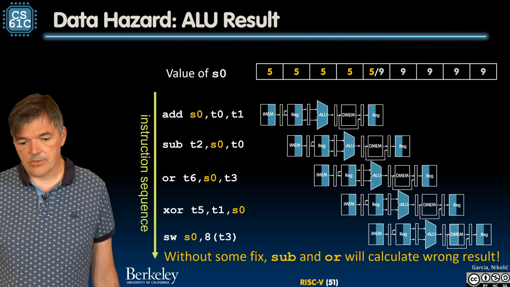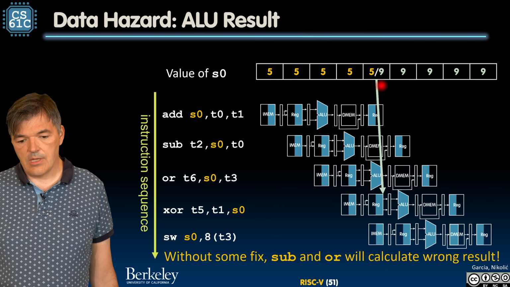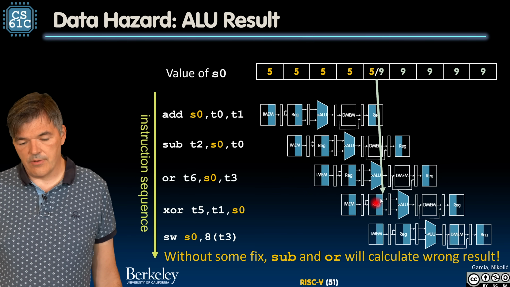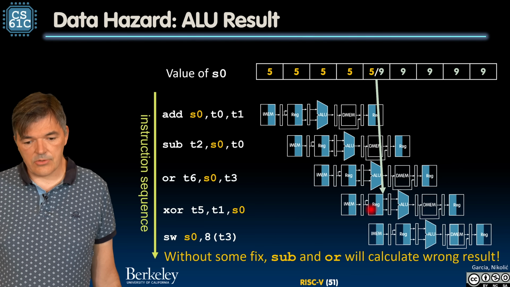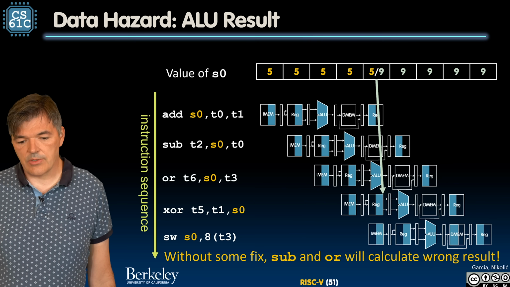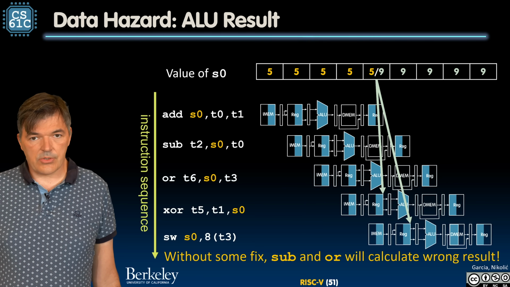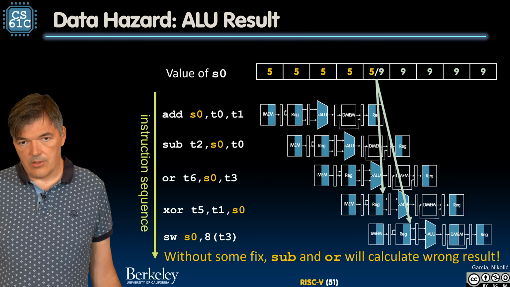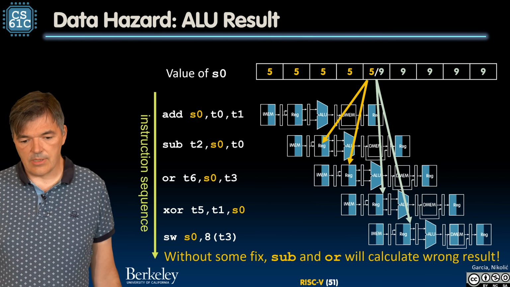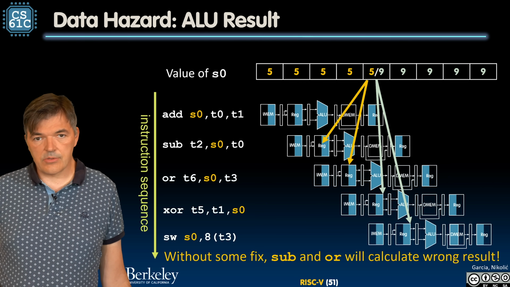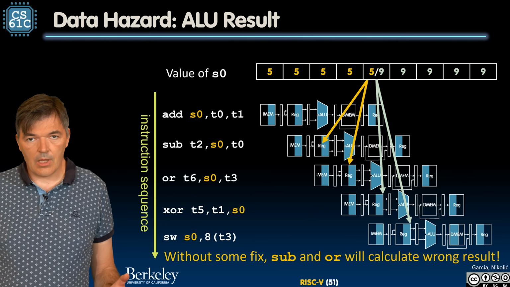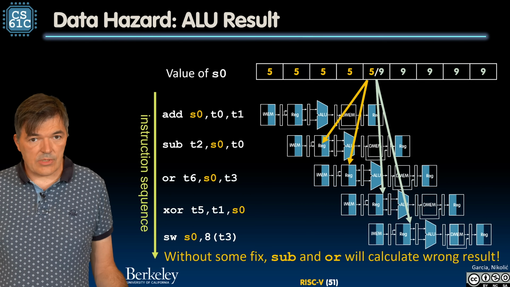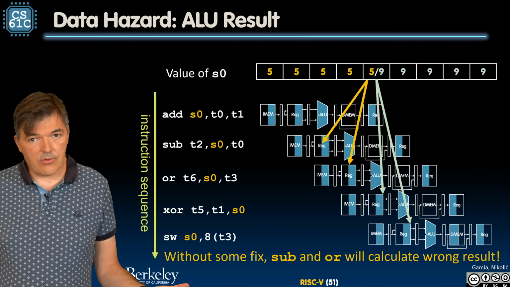Now this XOR is going to do better because 9 is going to be available in the second phase of the instruction decode when it is going to be read correctly, and store word is also going to find the correct value. Now what are we going to do with these sub and OR? They're going to get incorrect values from the register file. We need to do something, otherwise we are executing an incorrect program.